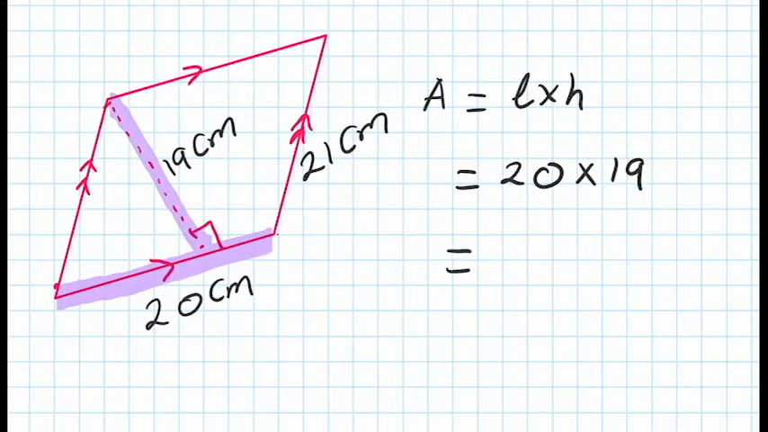So 20 times 19, 2 times 19 is... excuse me. So it's equal to 228 centimeters squared. All right. Okay, let's do the next one.